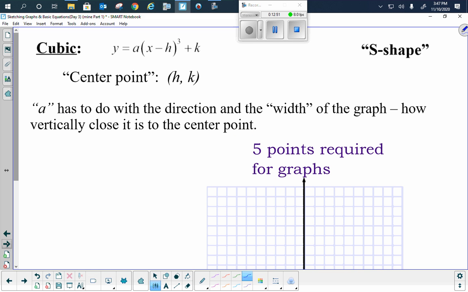All right, next, a cubic. A cubic is what we call S-shaped. That's like the first problem that we did when we were plotting the points. Okay, but now let's go ahead and memorize what we know about this. So y equals a(x minus h) quantity cubed plus k. When we say S-shaped, we're talking about this.